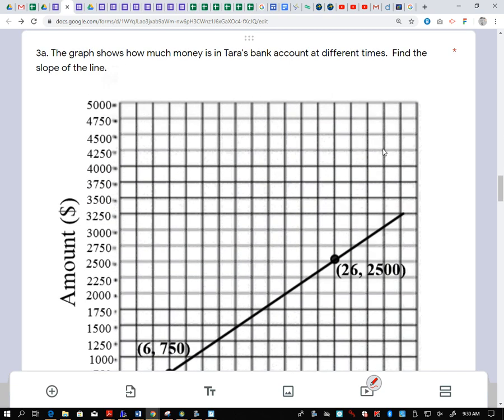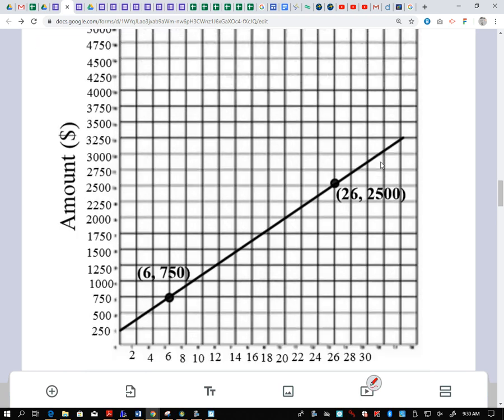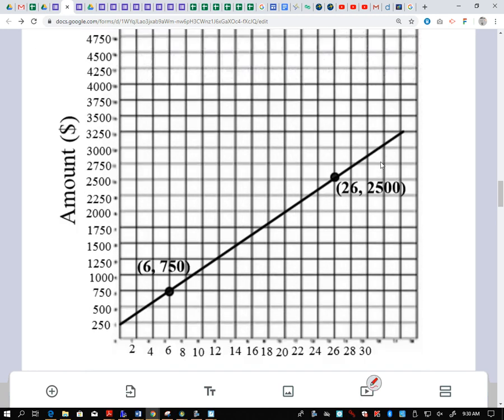Okay, this graph shows how much money is in Tara's bank account at different times. We want to find the slope of the line. Just the slope of the line. We don't need a y-intercept, we just need a slope. How do I find slope? What's the equation? Rise over run. Okay, yeah, slope is rise over run. But if I'm given two sets of coordinates, what's the equation? y2 minus y1 over x2 minus x1. Okay, good.